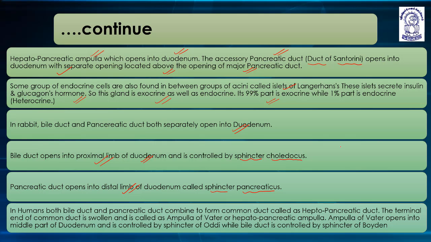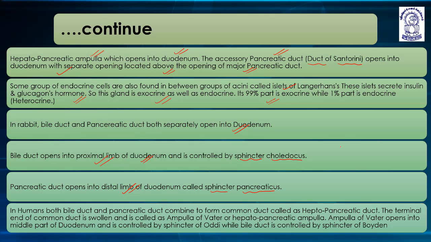So the sphincter present in the bile duct is Boyden. B for bile duct, B for Boyden. Sphincter of Boyden, bile duct. And the sphincter of Oddi controls the opening of the ampulla of Vater into the duodenum.